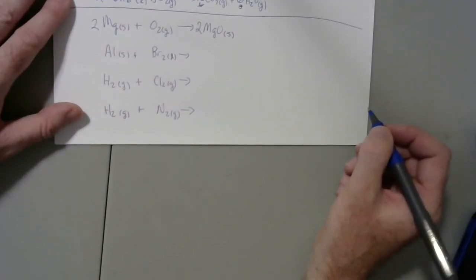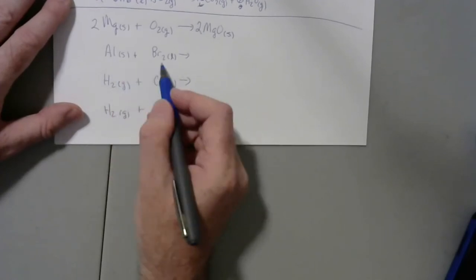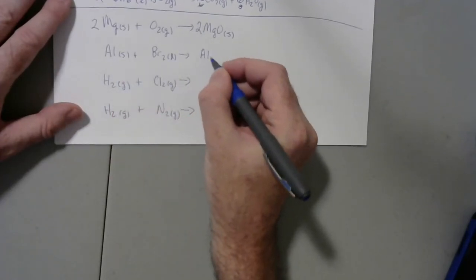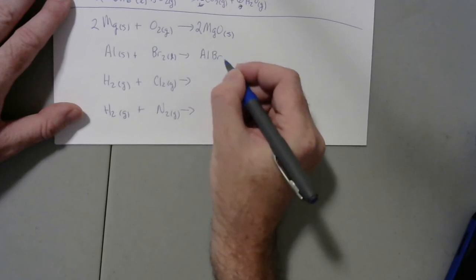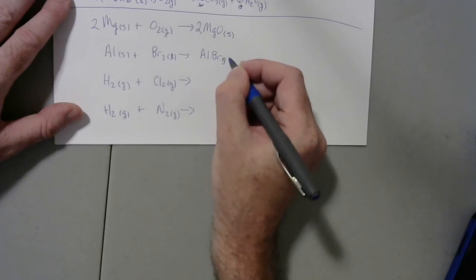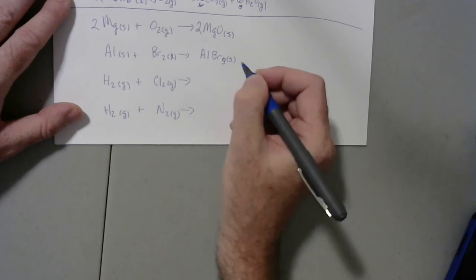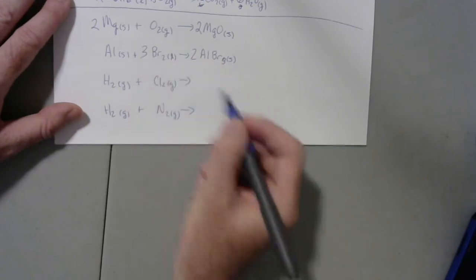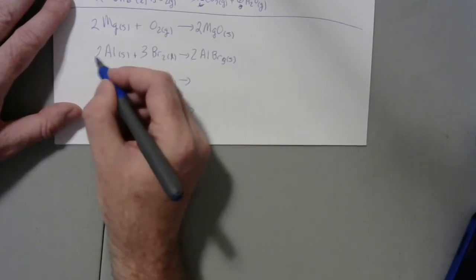Aluminum bromide: aluminum's in group 3, bromine's in group 7, so plus 3 minus 1, so it'll be AlBr3. And again, that's going to be a solid because it's a salt. So we need 2 of those, 3 of those, and then I might need 2 aluminums.